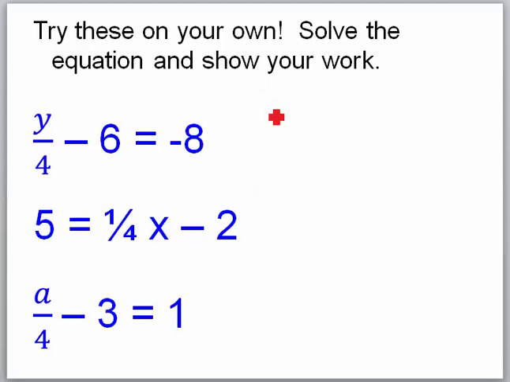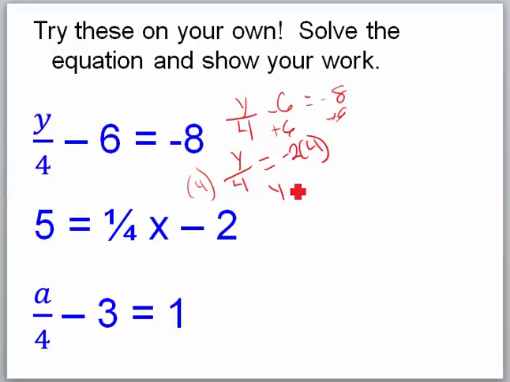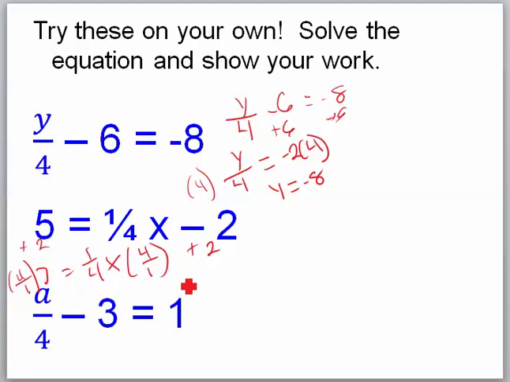This time I'm going to do the work. So y over 4 minus 6 equals negative 8. Add 6. y divided by 4 equals negative 2. Multiply by 4. So y is negative 8. And this one, I'm going to add 2 to both sides. Get 7 equals 1/4 x. Multiply both sides by 4 over 1. So I get 28 equals x.